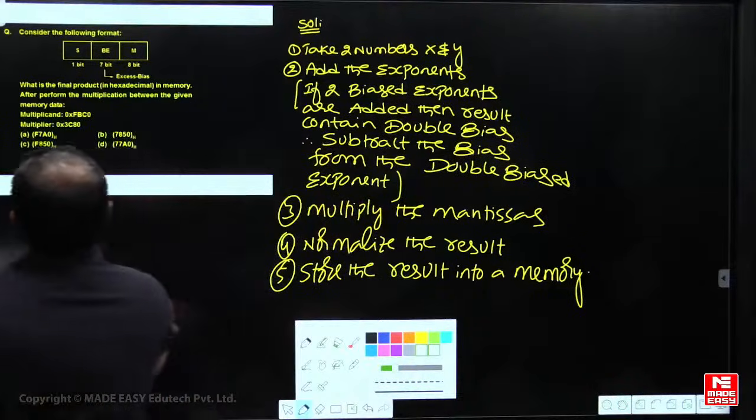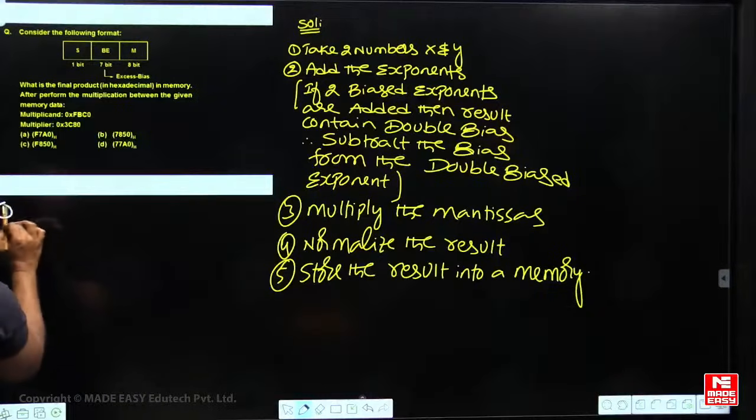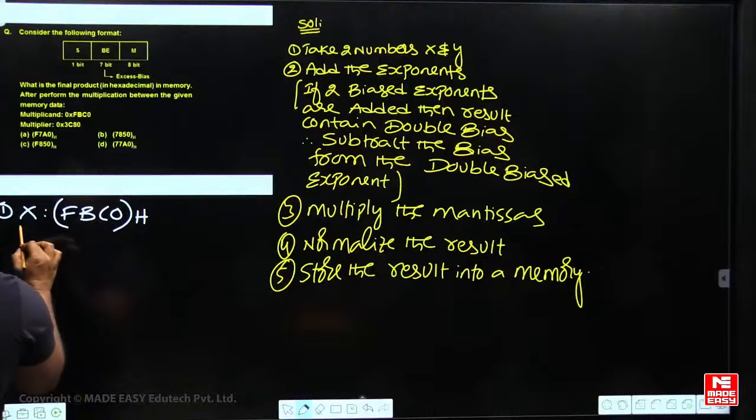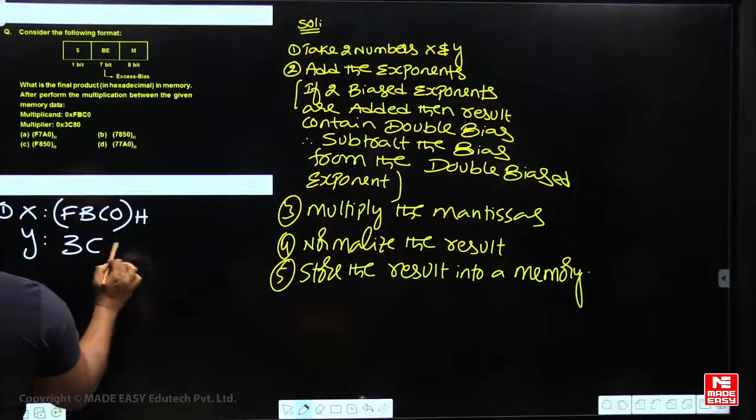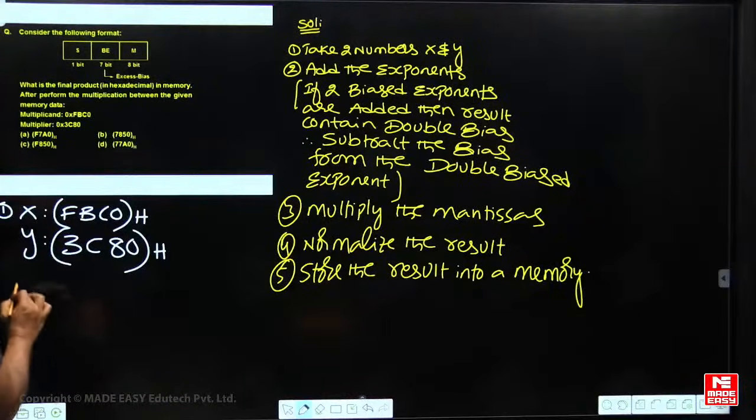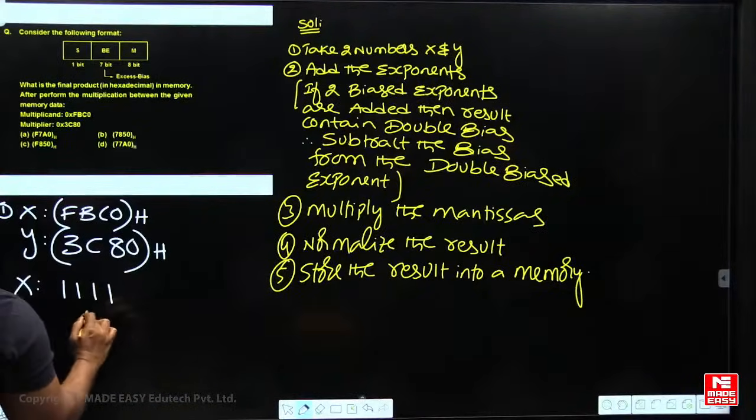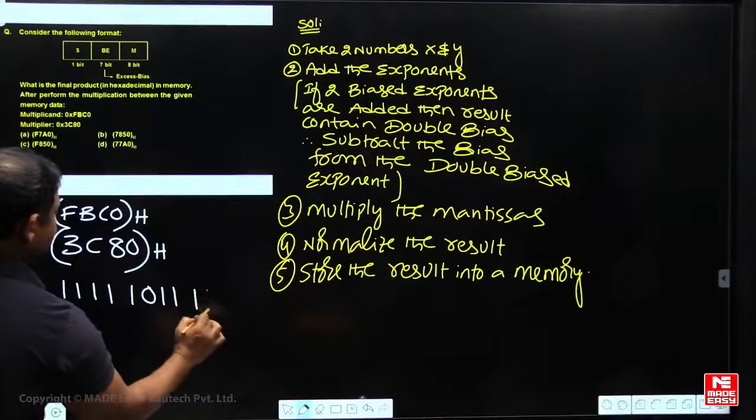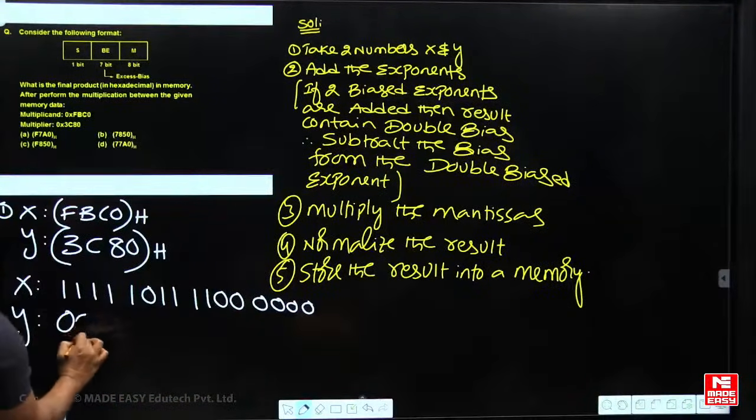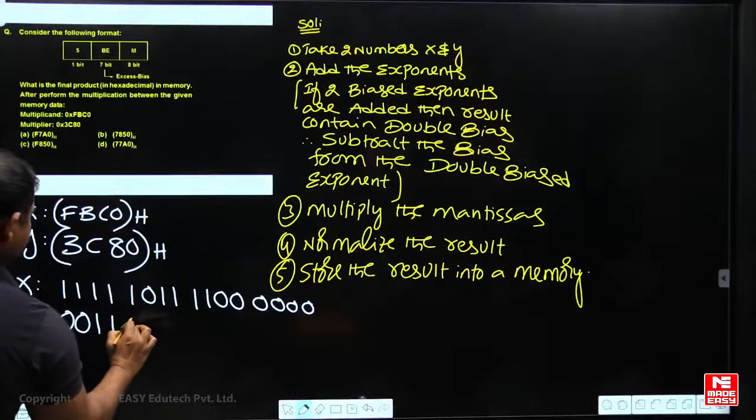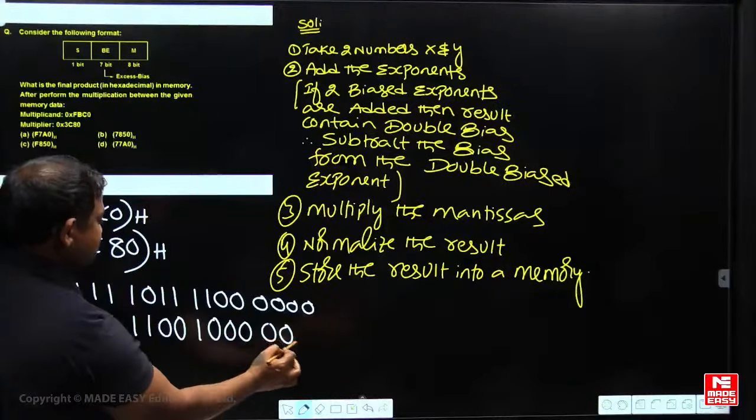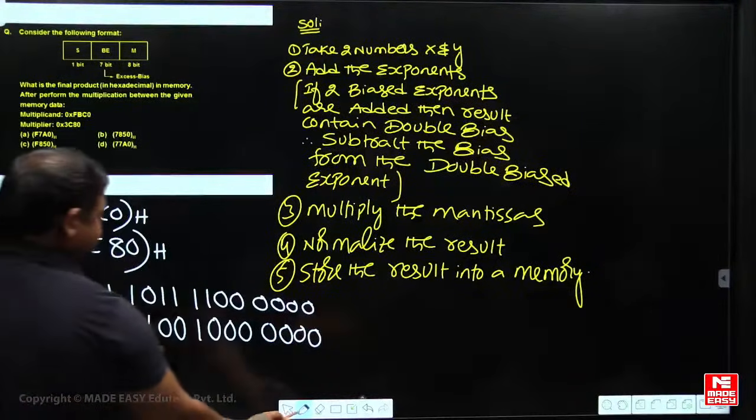Try the steps. Two numbers are given: X is FBE0 base H, and Y is BC80 base H. Now you know the X value is 1111 1011 1110 0000 and Y is 1011 1100 1000 0000. So these are the two numbers.